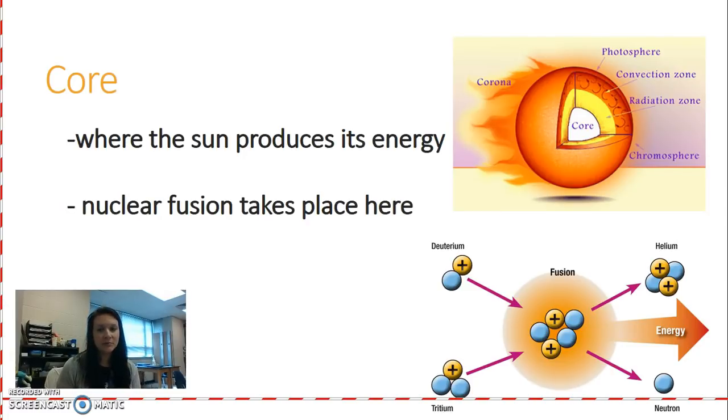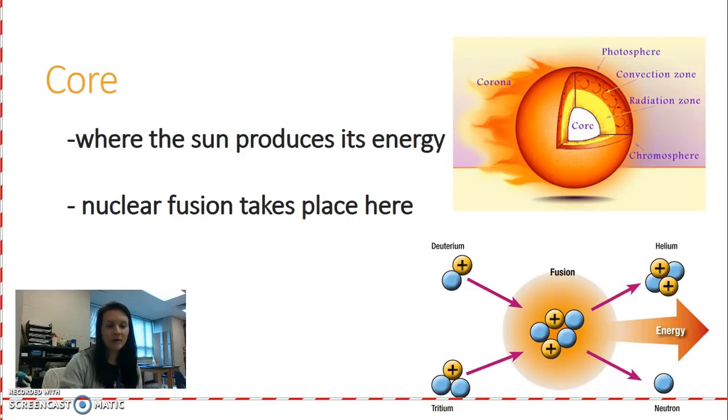Okay, so first we're going to start with the innermost, and this is the core. And we've already kind of talked about this. So the core is where the sun and all stars produce their energy. This is where nuclear fusion takes place. And think back to when we learned about how stars are made. So this would be the most intense part of the sun, of any star, again, where the energy is being created.